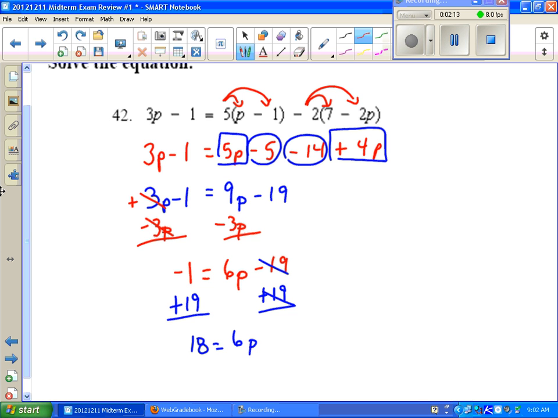That means 6 times p, so undo 6 times something by dividing by 6. And if you divide the right by 6, you have to divide the left by 6. 18 divided by 6 is 3, and these two will cancel each other out, equals p. So p equals 3.